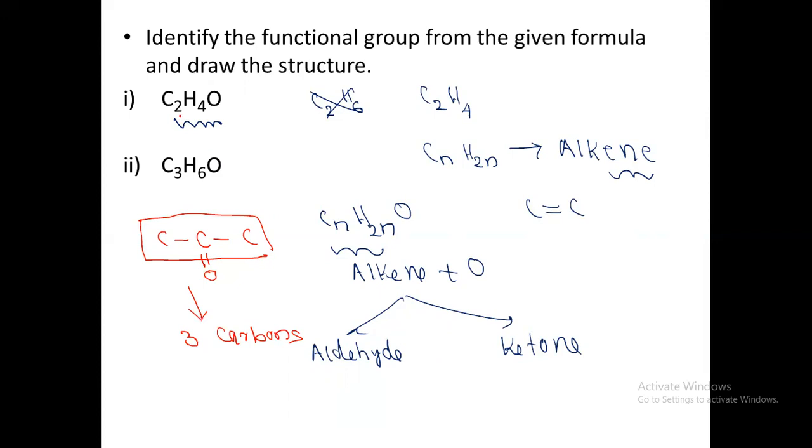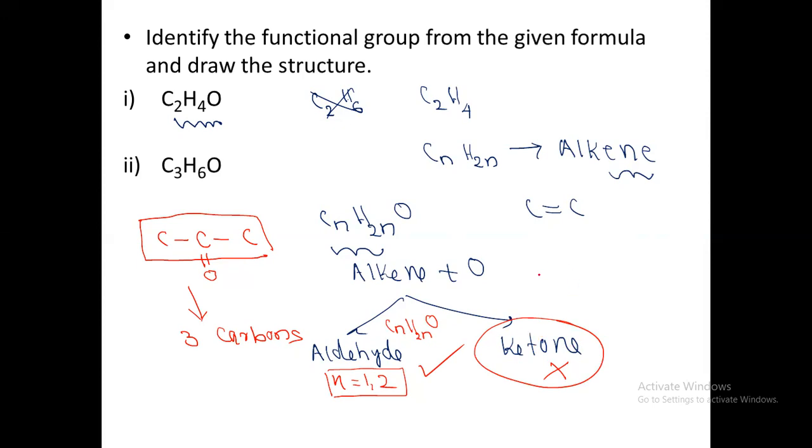So the given formula has 2 carbons, so it cannot be a ketone. It's always an aldehyde. Remember, if the number of carbons is 1 or 2, only an aldehyde is possible with this formula. So if the formula is CnH2nO, and the number of carbons is either 1 or 2, only an aldehyde is possible, not a ketone, because the simplest ketone has 3 carbons.